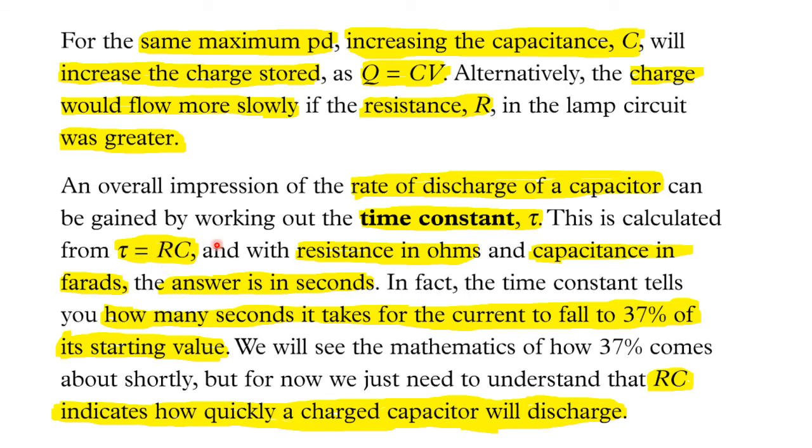Here the resistance should be in ohms and the capacitance should be in farads. So together the time constant we get is in seconds. The time constant gives an idea of how many seconds it takes for the current to fall to 37% of the starting value. Don't worry, we will look into later in this video how this 37% comes out, right?